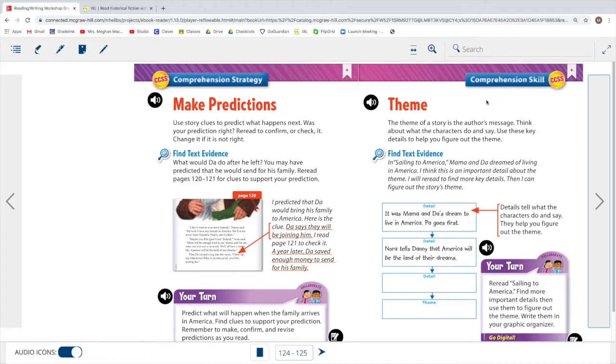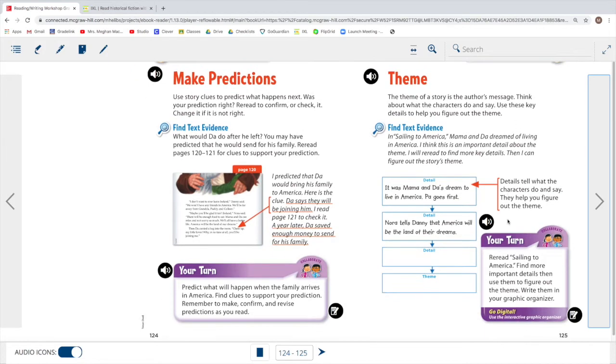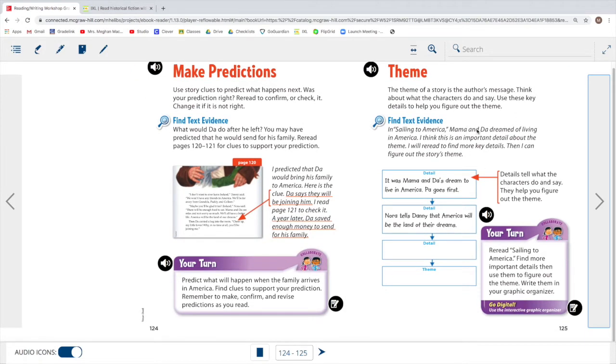Our comprehension skill this week is theme. The theme of a story is the author's message. Think about what the characters are doing, what they're saying. These key details are going to help us figure out what the theme is. For example, in Sailing to America, we had all these different details that add up to our theme. One key detail was that it was Mama and Da's dream to live in America, and Pa went first. Then Nora tells Danny that America will be the land of their dreams.